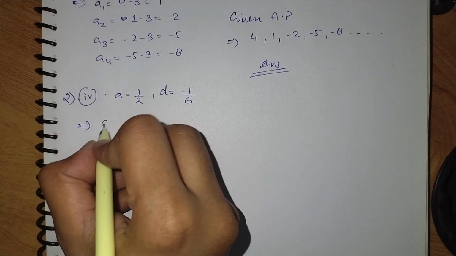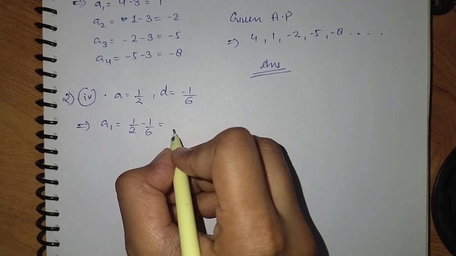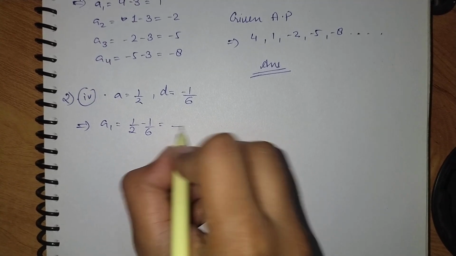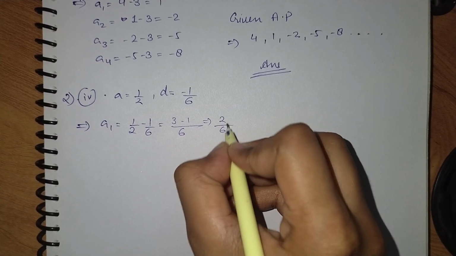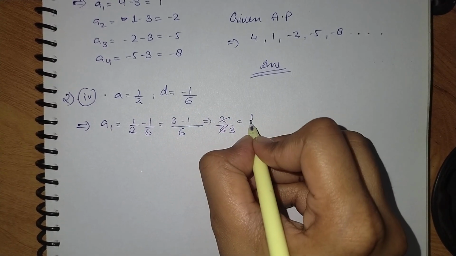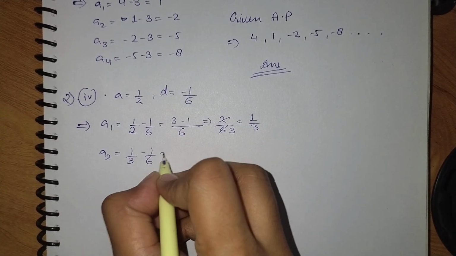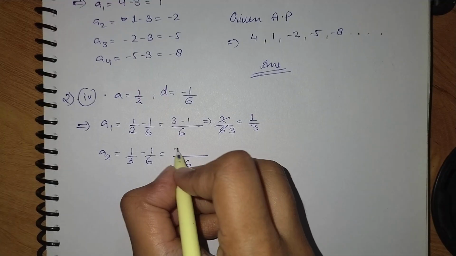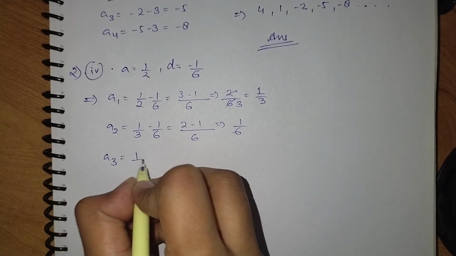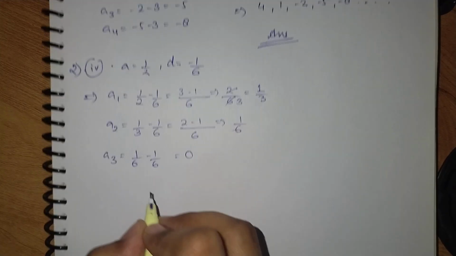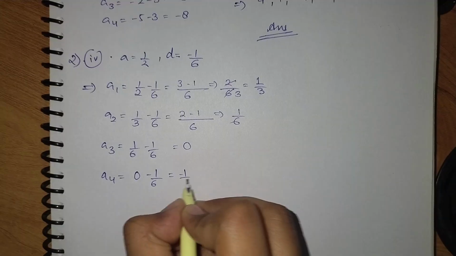So if you write the AP, A1 here will become 1 by 2 minus 1 by 6, taking LCM. So here if you take LCM, that will become 6, and this will be 3 minus 1 equal to 2 by 6. So 1 by 3 is the value of A1. If we write A2 like this, 1 by 3 minus 1 by 6, again 6 is the LCM, 2 minus 1 equal to 1 by 6. A3 if we write, again 1 by 6 minus 1 by 6 equal to 0. A4 will be 0 minus 1 by 6 equal to minus 1 by 6.